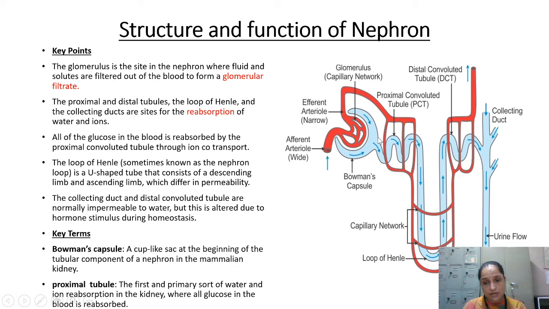But right now, the process in which the fluid enters into the Bowman capsule is known as ultrafiltration. First we will go through the terminology, then I will explain the entire process. Got it? The proximal and distal tubule. This one is the proximal tubule. The tubule which is lying near the Bowman capsule is known as the proximal convoluted tubule. When it descends down, it converts into a hairpin-like structure, which is called the loop of Henle. Then it moves upward, and it is known as the ascending limb of the nephron.